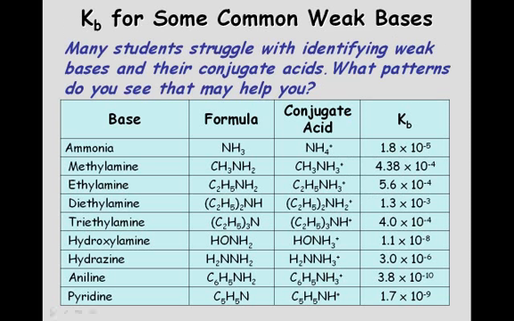Now, here are Kb values for some common weak bases. Notice ammonia's up there at the top, 1.8 times 10 to the negative 5th. And it looks like they go as low on this table as 3.8 times 10 to the negative 10th. And these are all ammonia derivatives again. Same idea applies with Kb. The higher the Kb, the stronger the base. The lower the Kb, of course, the weaker the base.